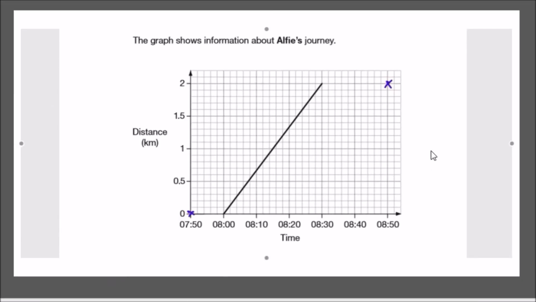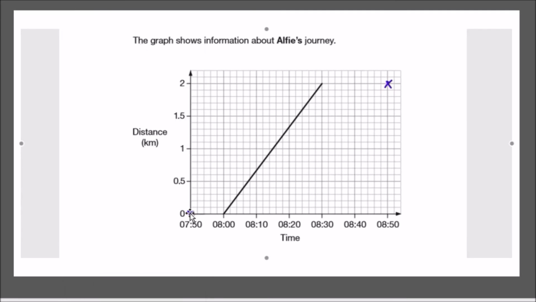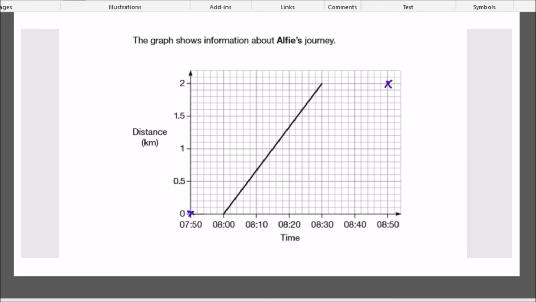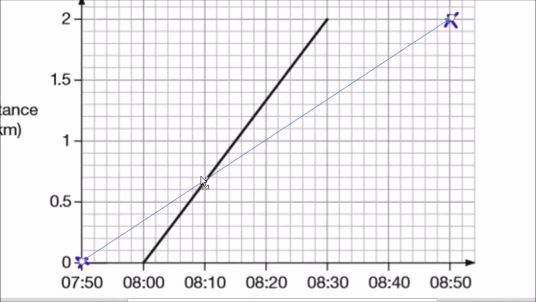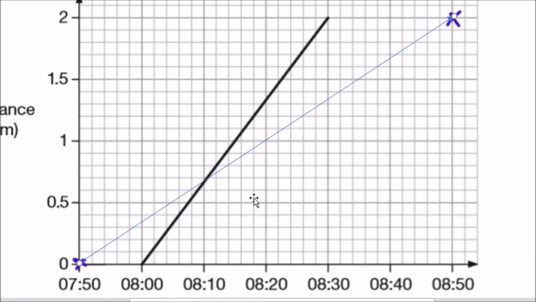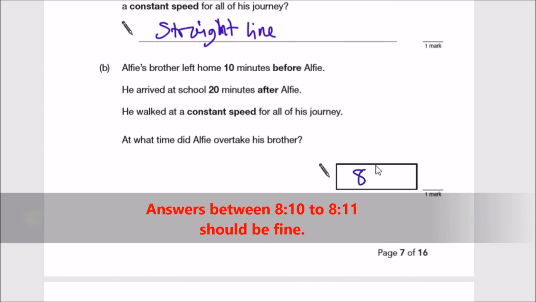Okay, so what I did, I just moved everything to PowerPoint so I can actually draw a straight line. So using a ruler, literally connect the 2 points together and see what time they overtook. So I'm going to connect these 2 points. Oh, it's actually quite hard. Sorry, give me a second. Alright, here we go. According to this one, we can see that Alfie overtook his brother just after, let me zoom in, just after 8:10. Yeah, so just after 8:10 p.m. That would be the answer.